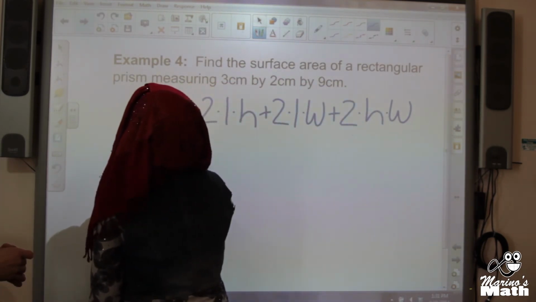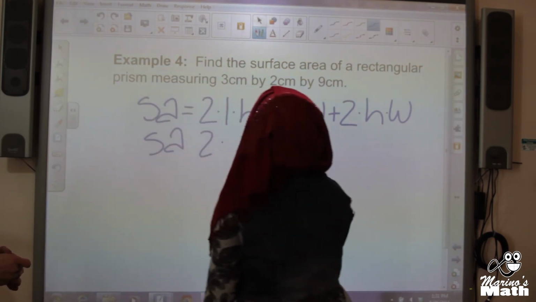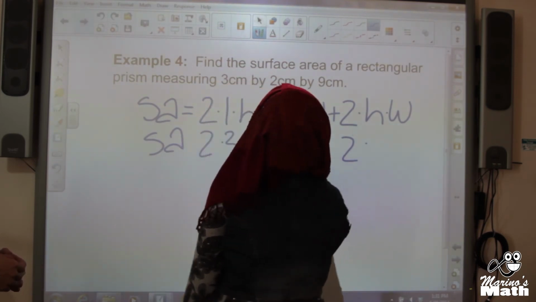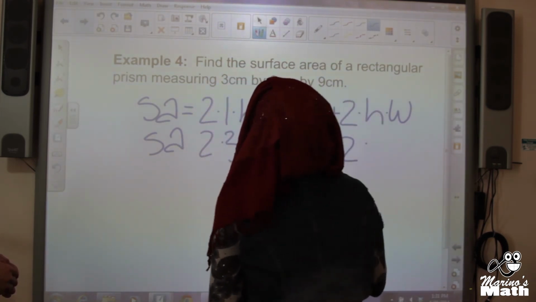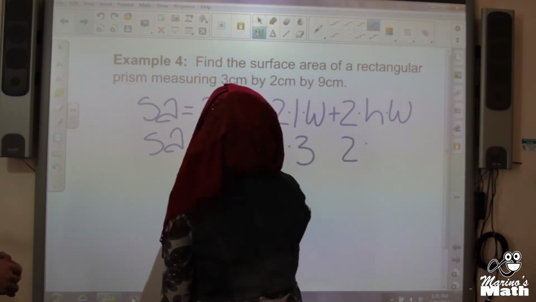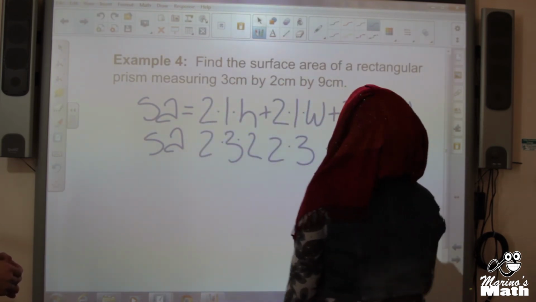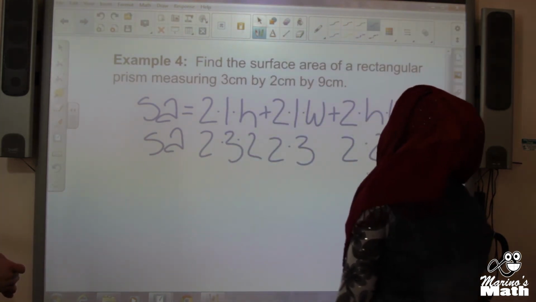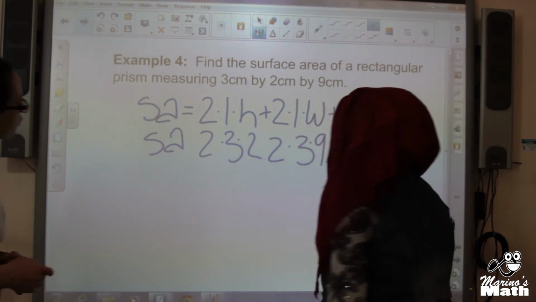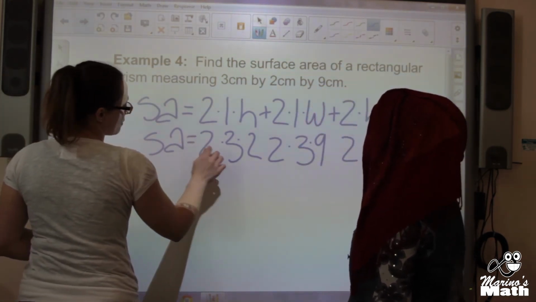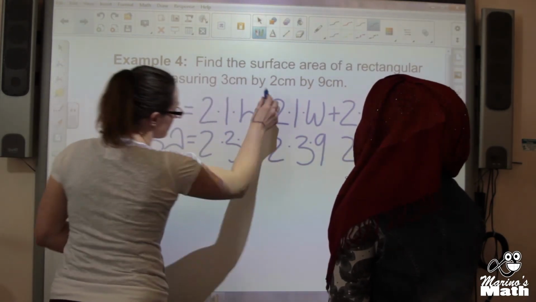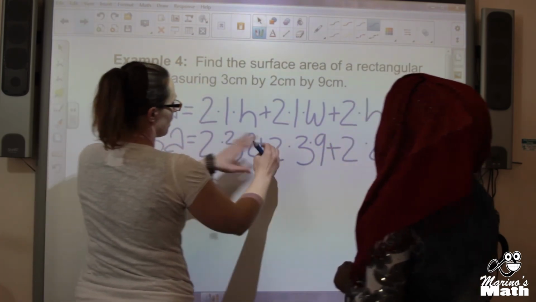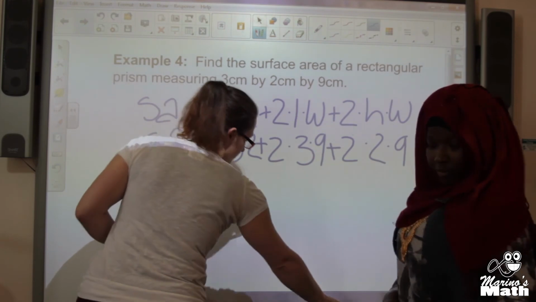Okay. So first I will bring down the 2's. So 2 times 3 times 2. And for every height, it will be a 2. So times 2 times 2. And the width is 9. And then just be careful to have your equal sign and your pluses, that you carry them down. So you should always have 3 numbers, then a plus, 3 numbers, then a plus, and then 3 numbers again.